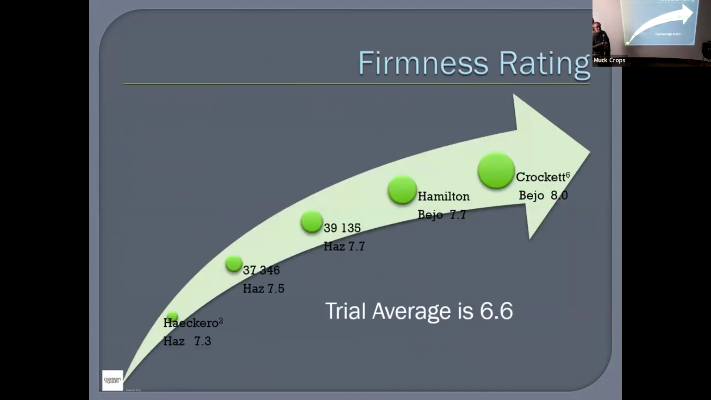Firmness, how firm they were when they came out. Paricchio, a number of variety from Hazara, another number of variety from Hazara, Hamilton from Bejo, and Crockett, which has been in this top 5 for over 6 years now, at 8. That was still quite hard and solid. Trial average was 6.6, so just average, which would mean if you grabbed it, it has a bit of a cushion to it. It's not spongy, but it definitely has a bit of a cushion.